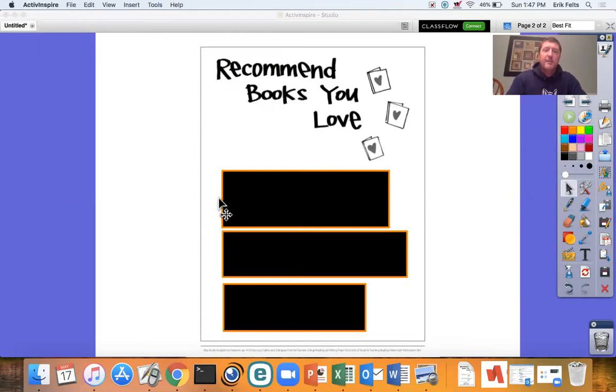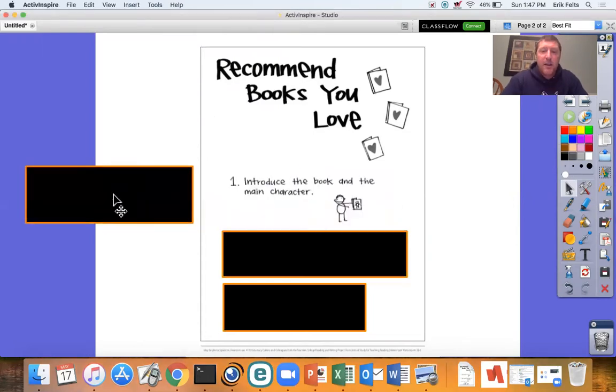So the first one would be introduce the book and the main character. Okay, so if I was introducing this book, I would say it's Frog and Toad Are Friends, and the story is called The Lost Button, and the 2 characters are Toad and Frog.